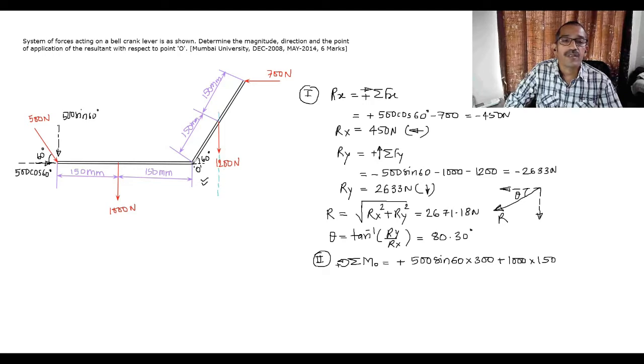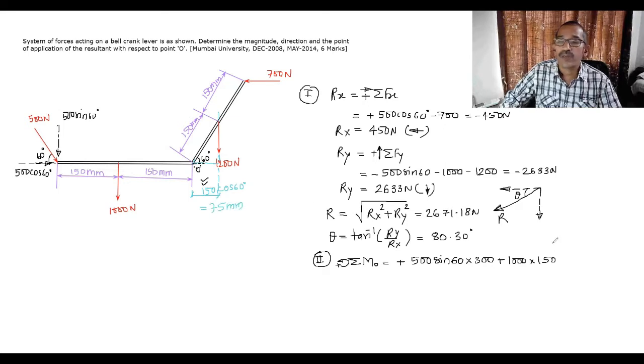Now the moment of this 1200 Newton force, this is the line of action. If I construct a triangle here, the hypotenuse of the triangle is 150, and this angle is 60. For 1200, what is the distance? It is the horizontal distance, because the force is vertical. So this distance will be 150 cos 60. You know cos 60 is half, so this distance becomes 75 mm.